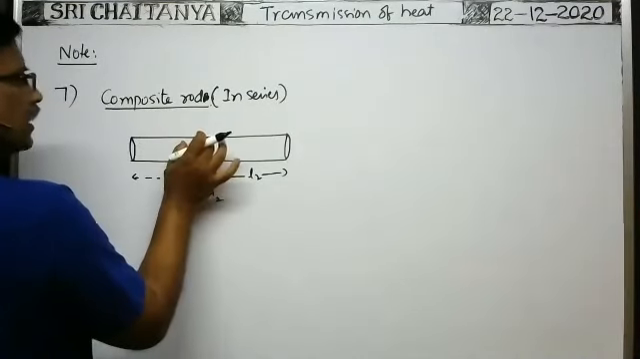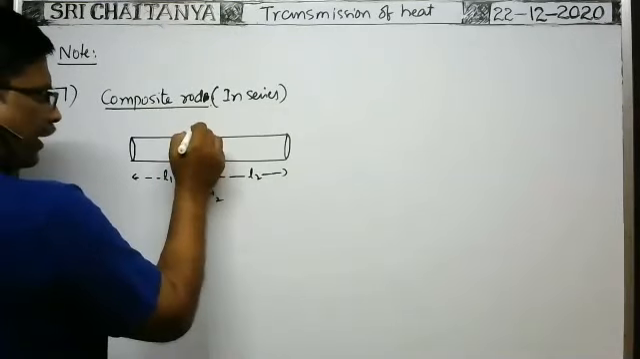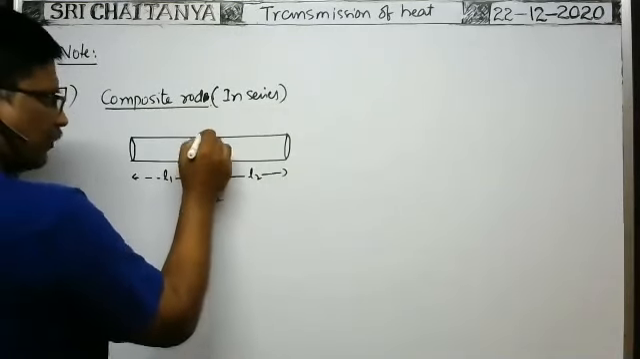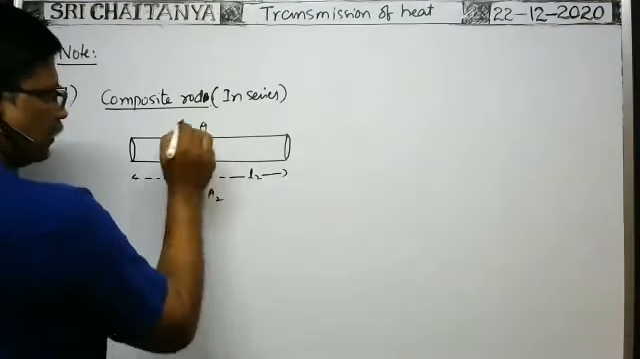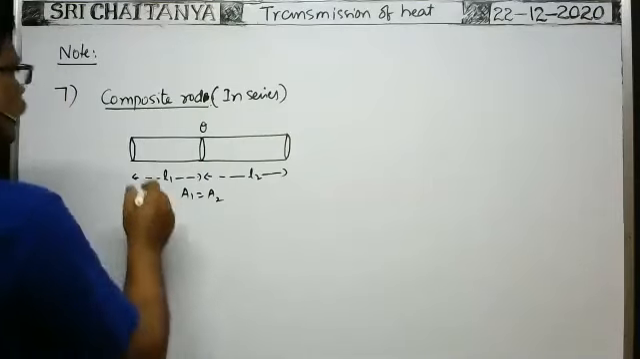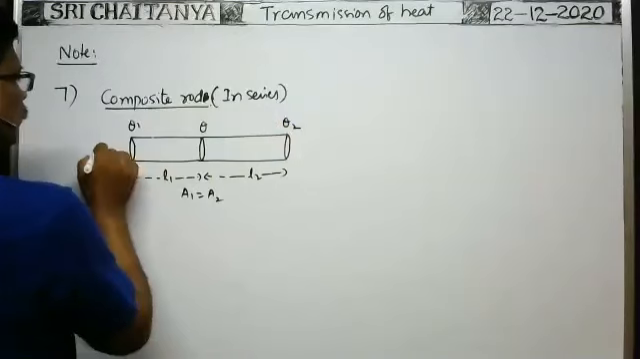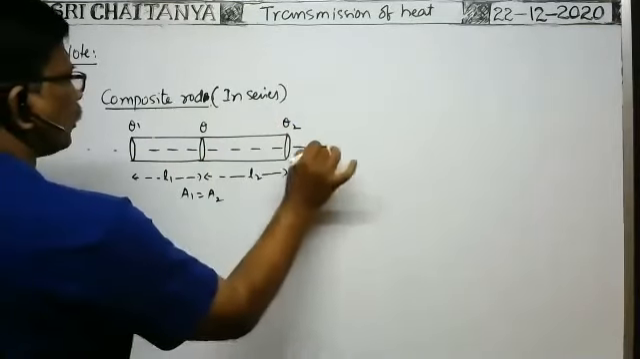Suppose it is the junction. It is the junction where the two rods are joined together. That's why at this junction or at this interface, the temperature is theta. Temperature of the interface or temperature of the junction. At this end, temperature is theta 1. At this end, temperature is say theta 2. This is the axis of the rod.